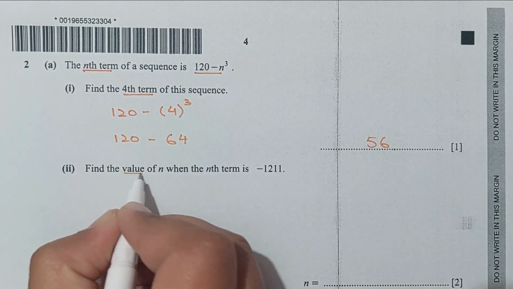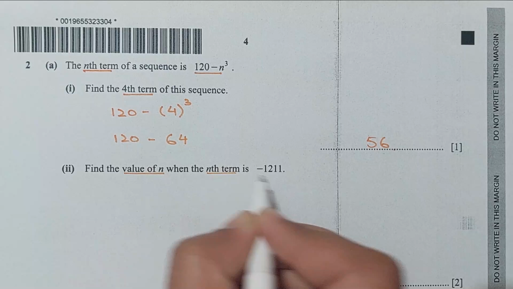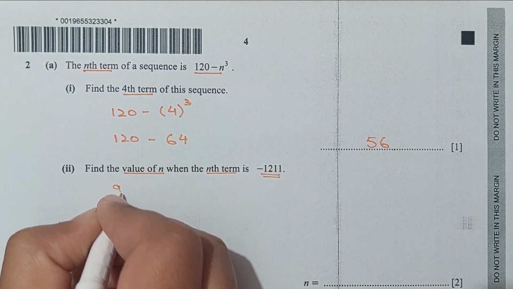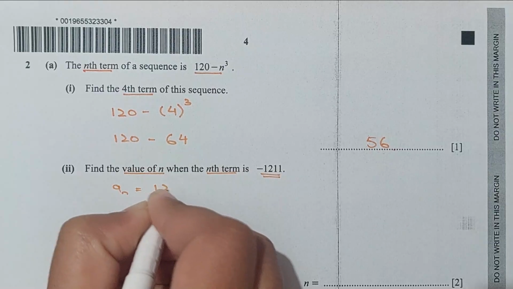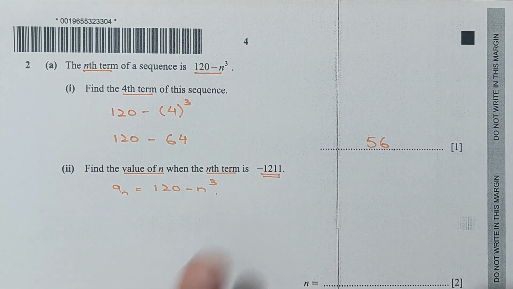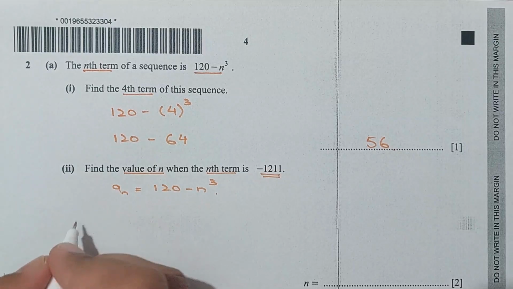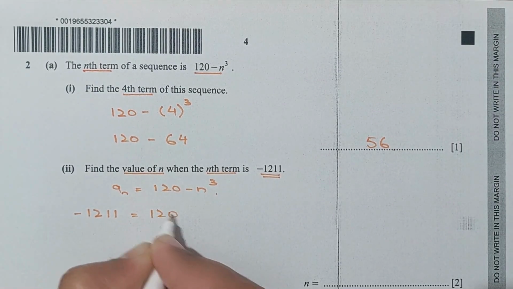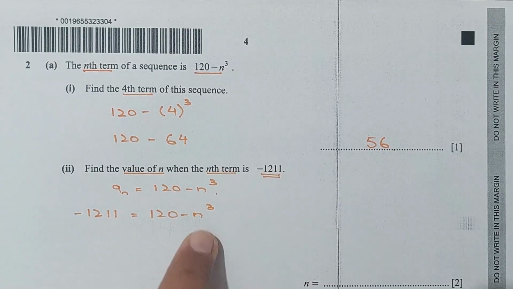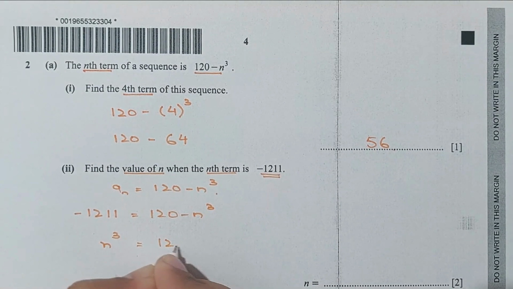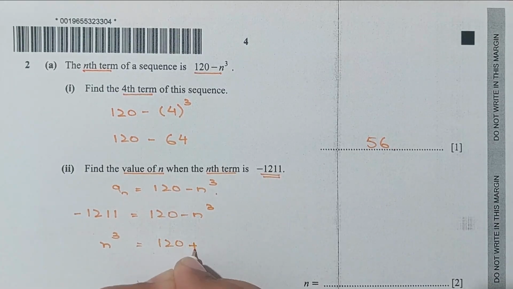Number 2, find the value of n when the nth term equals this much. So the nth term, we can say a_n is 120 minus n cubed. We have to solve for n when the nth term is minus 1211, so 120 minus n cubed equals minus 1211. Shifting the n cubed to the other side, it becomes positive. Shifting this term to the other side, it becomes positive as well.